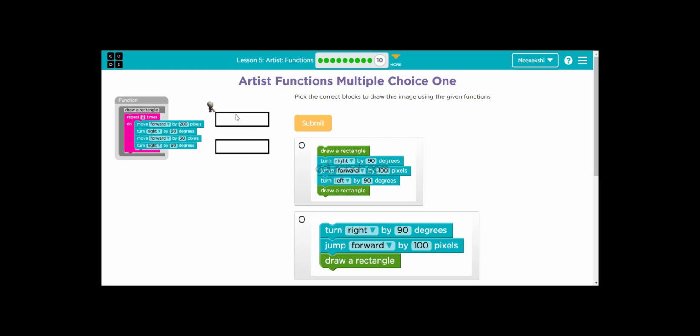It's facing this side. Now it says draw a rectangle, drawn, turn right by 90 degrees. It's going to turn this side. Jump forward by 100 pixels, maybe 50, 50, yeah, here it will come. And then turn left. It's going to turn this side. And then it'll draw a rectangle. So this is the right one.